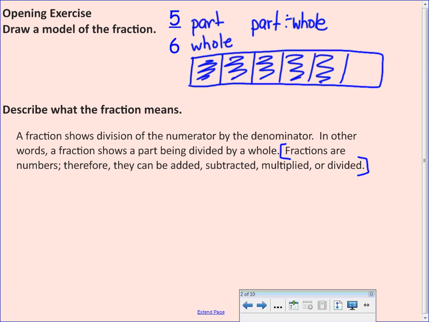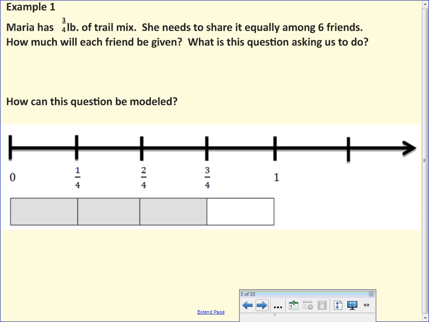Okay, so let's start looking at division of fractions. Maria has 3/4 of a pound of trail mix. She needs to share it equally among 6 friends. How much will each friend be given? So first of all, what is this question asking us? I have a bag of trail mix. Yum. Take out all the M&Ms. My bag of trail mix, I have to separate it, split it up into 6 bowls or 6 groups.